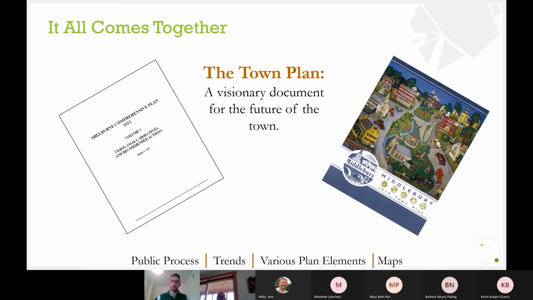So this is a good place to bring in feedback, such as through that community values exercise Jens was explaining. And it also sets the stage for other important town standards, such as zoning, if that's something your community has or intends to implement.